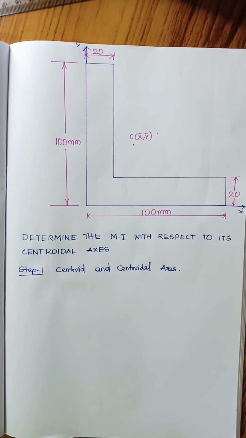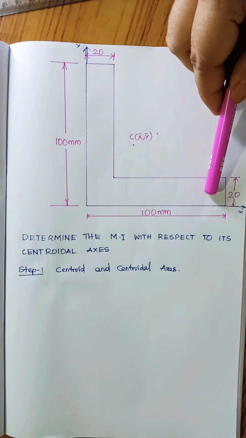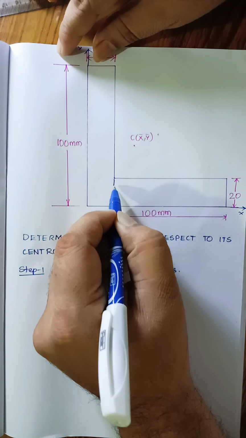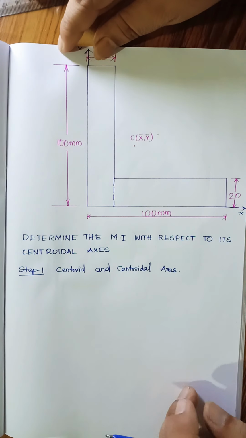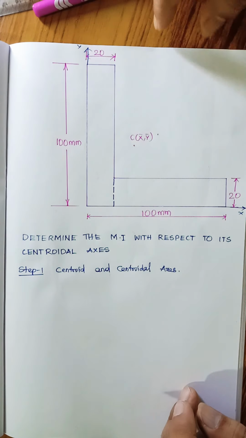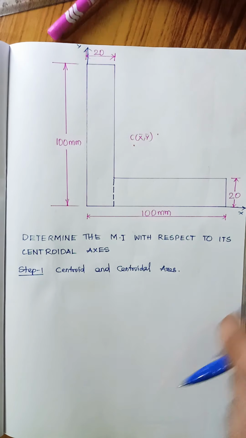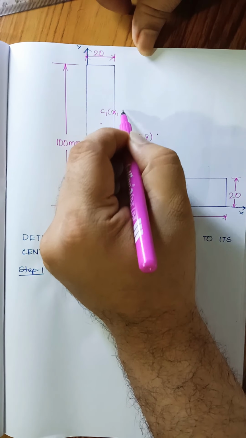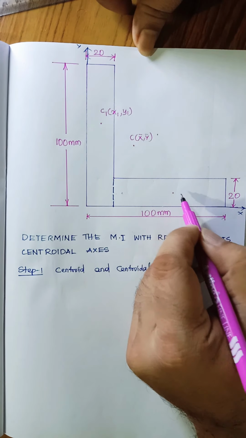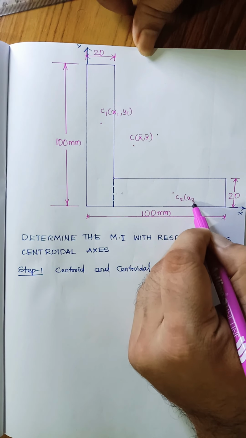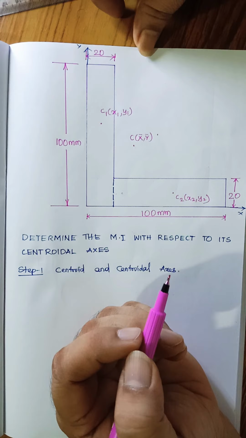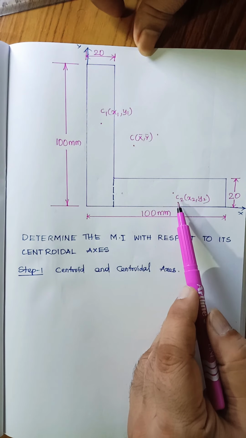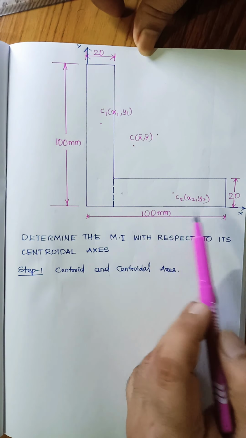And the next thing is we have to divide the given section into two rectangles. Now I'm drawing a line over here which is dividing the entire section into two rectangles, the first rectangle and the second rectangle. Let us assume that there is a point C1 whose coordinates are x1 comma y1, and one more point, C2, whose coordinates are x2 comma y2. C1 (x1, y1) are the coordinates of centroid for the first rectangle. C2 (x2, y2) are the coordinates of centroid for the second rectangle.